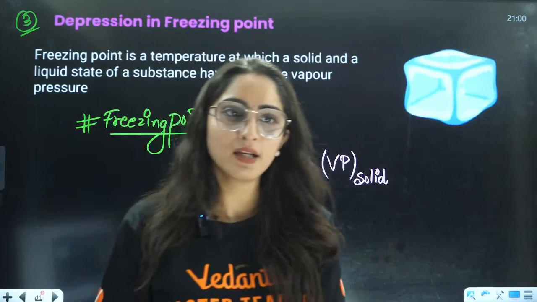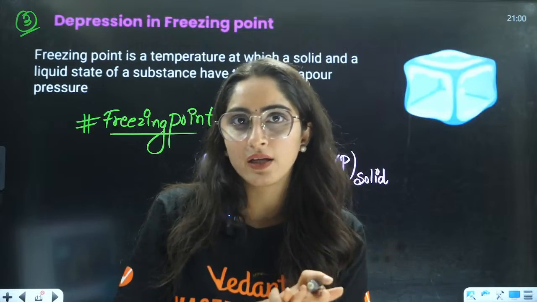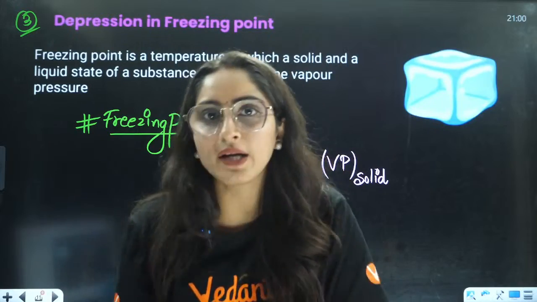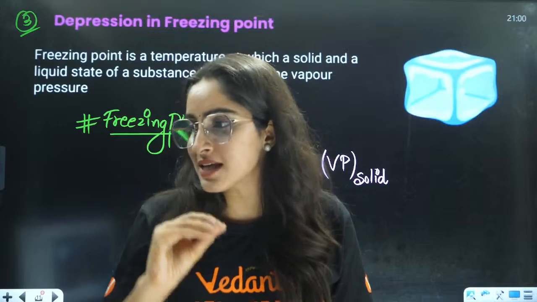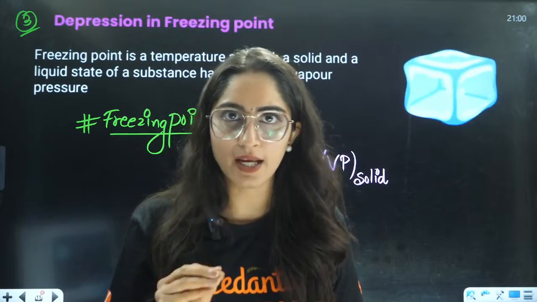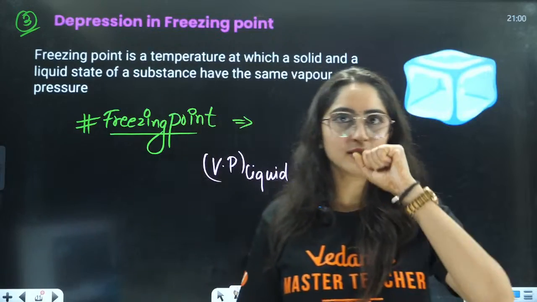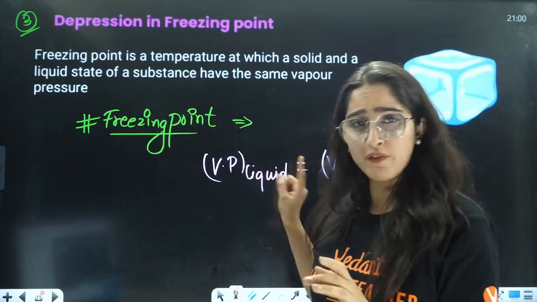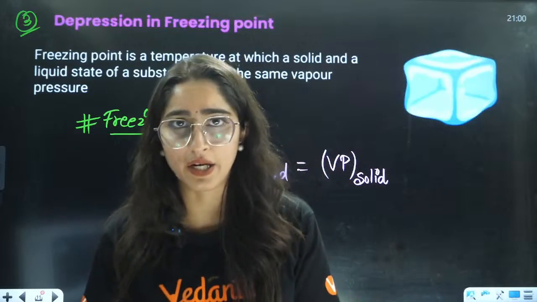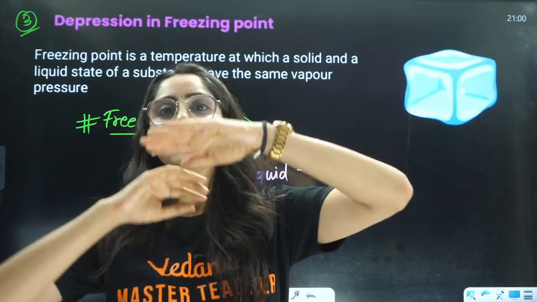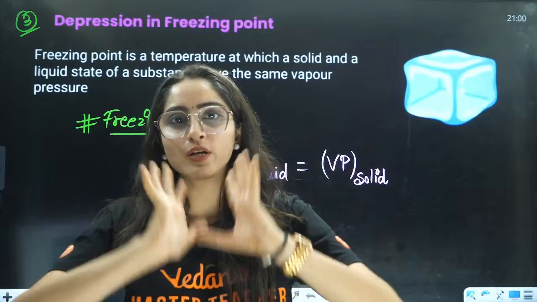If that liquid wants to convert into solid state, in solid state it has this kind of vapor pressure, right? Let's imagine that, okay? So see one thing. The vapor pressure of liquid is equal to the vapor pressure in solid state, right? So the vapor pressure of solid, because something has frozen.